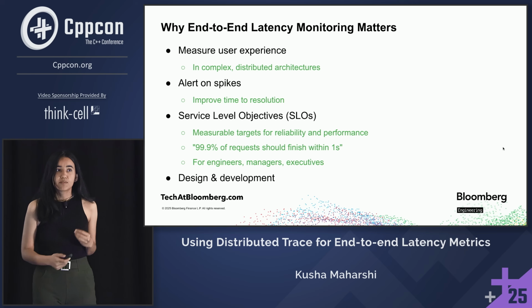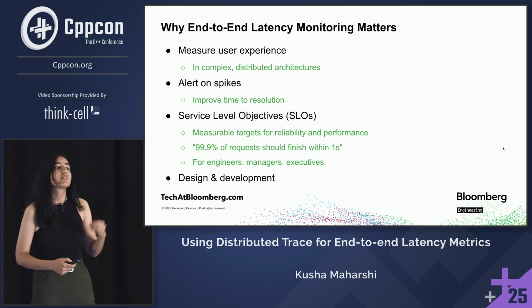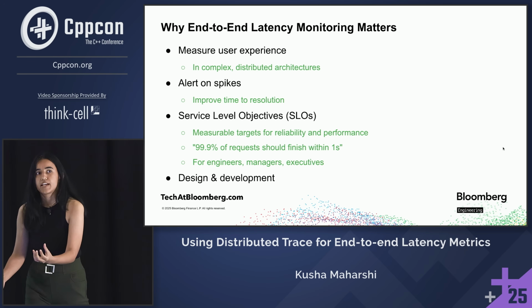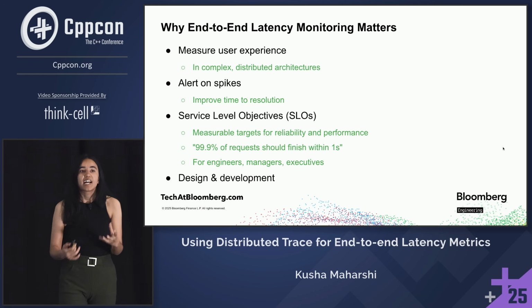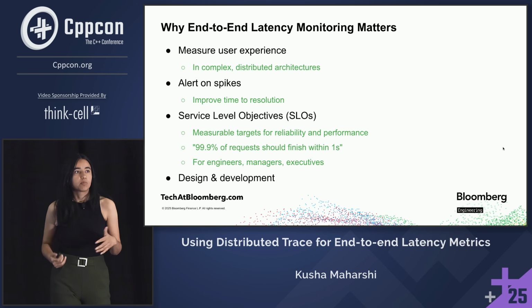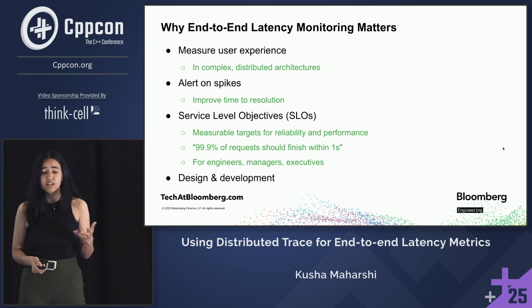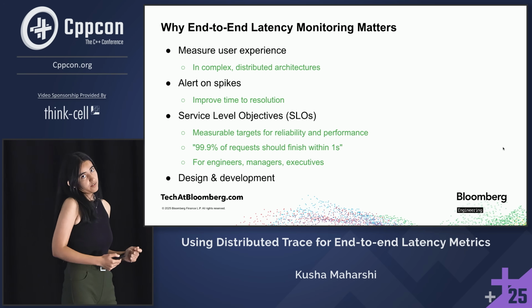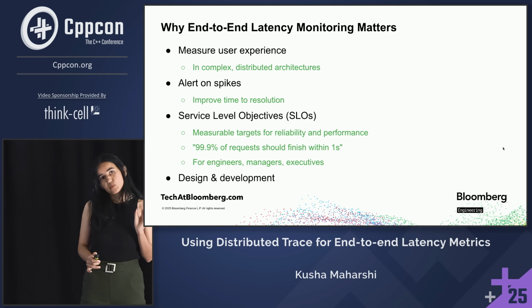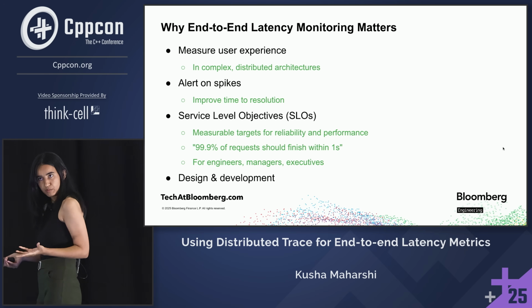And then if we have these important latency metrics, then anytime something's slow, there's a spike, engineers can be alerted quickly in real time so we can act before there's any noticeable client impact. And then it also helps us establish SLOs, which is service level objectives. These are essentially measurable targets for reliability and performance.